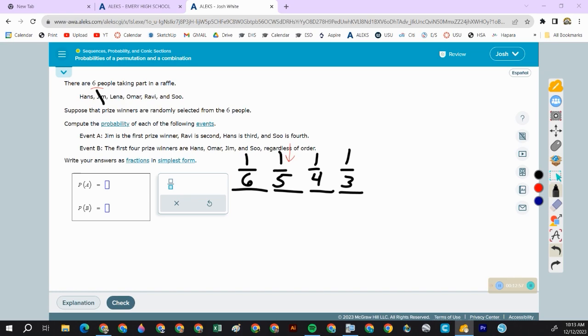So that would be 1 over 30 times 12 is 360. Okay? Okay, does everybody understand that? So I am not calculating how many ways it can happen. I am calculating the probability that it will happen. So instead of saying there are 6 options for person 1, I say Jim has a 1 in 6 chance of being the first person.